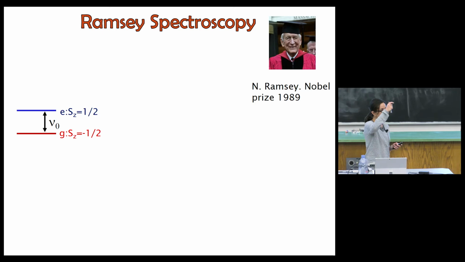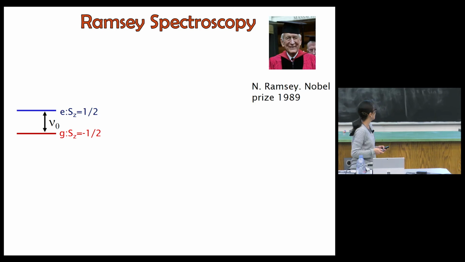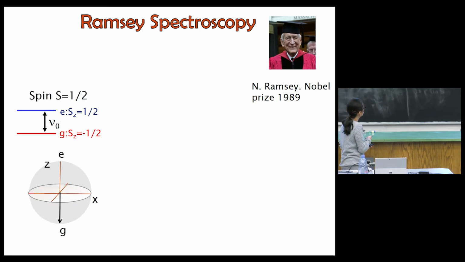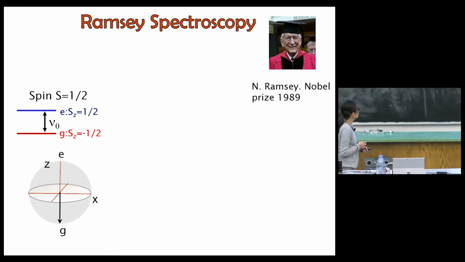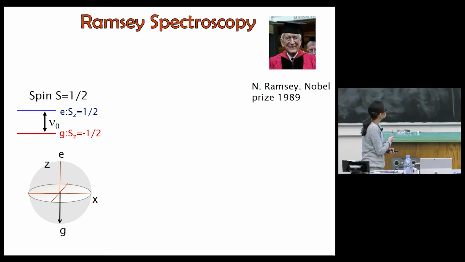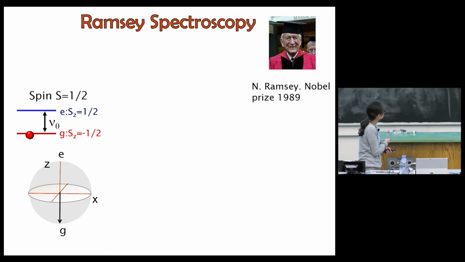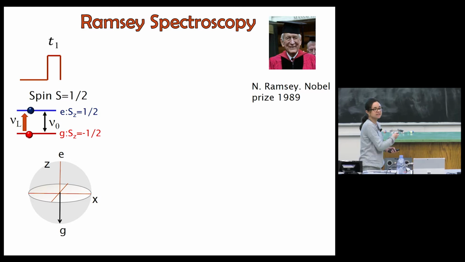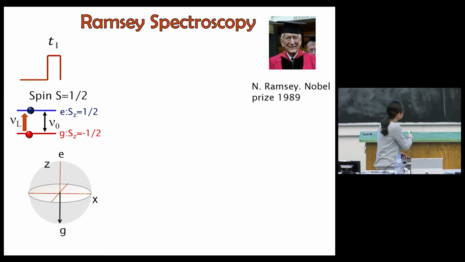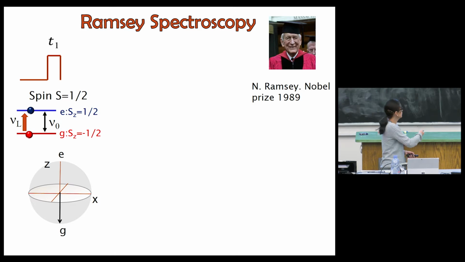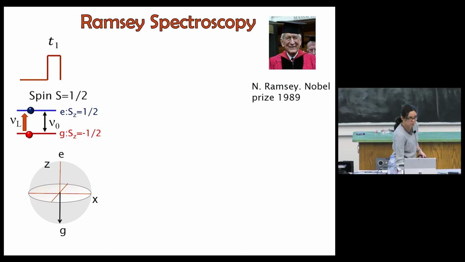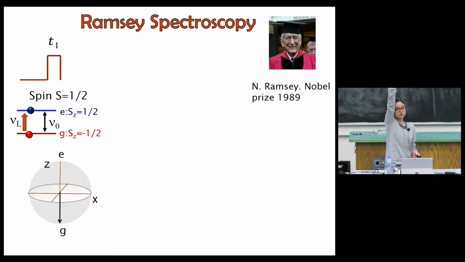A two-level system can have two levels, spin down and up. This is the frequency that we want to measure, the energy splitting between these two. To measure this, we generate a superposition between ground and excited state. I don't know if you are used to this Bloch sphere picture, but in this Bloch sphere, if you are in the ground state, you point down. If you are in the excited state, you point up. And if you are in a superposition of the two, you, for example, point on the equator.